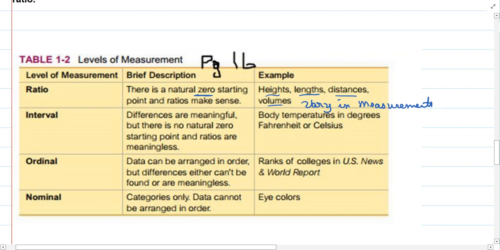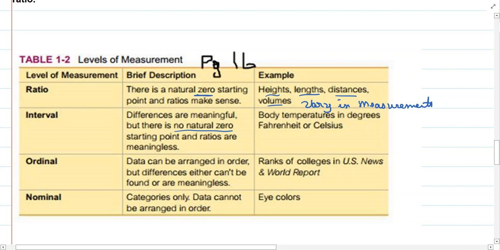And so they are a ratio. They don't have a distinct direction. They are independent of each other. The interval. This one was hard for me. The differences are meaningful, but there is no natural zero or starting point, and ratios are meaningless. Intervals are like body temperatures in degrees Fahrenheit or Celsius.